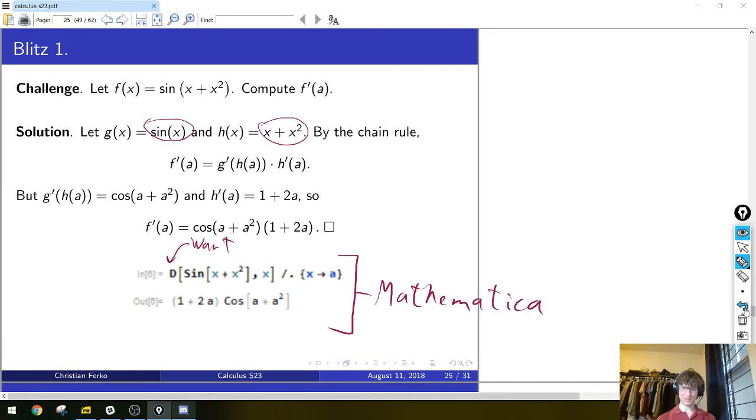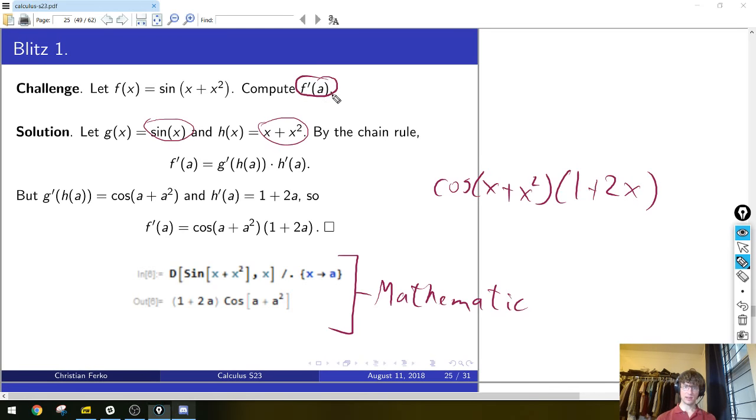So capital D on the function sine of x plus x squared that we want to differentiate, and then you put a comma and the variable name. So the variable that we're differentiating with respect to is x. So D of sine of x plus x squared. If you ask Mathematica that, the way that I wrote it, it will just return cosine of x plus x squared times 1 plus 2x. So that gives you the derivative with x instead of a.